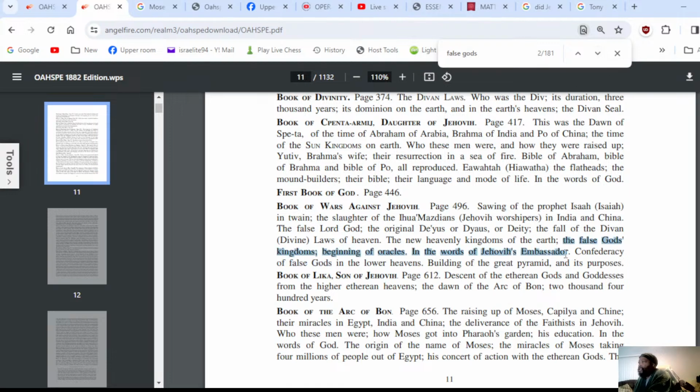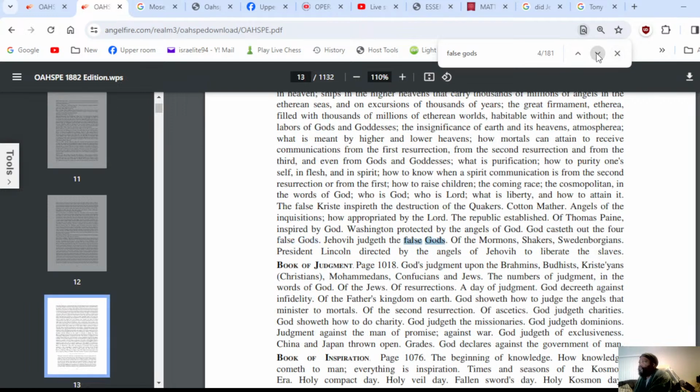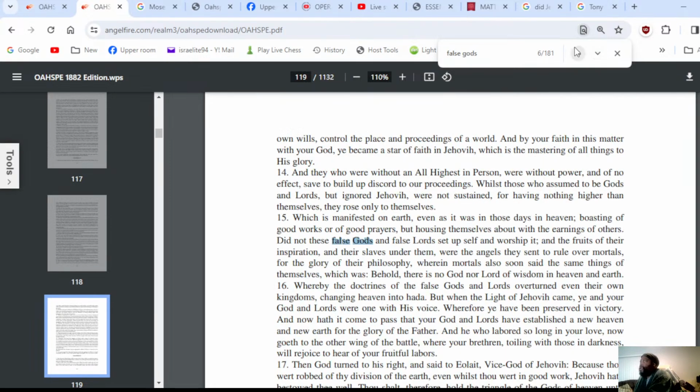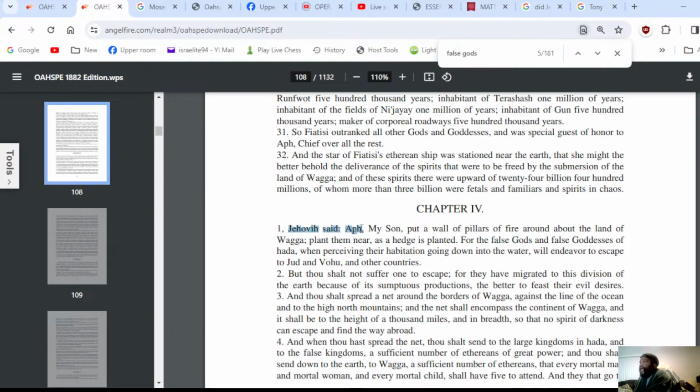The false gods, kingdoms, beginning of oracles. Okay, let's look at some verses here. False gods. Jehovah said, my son. And Jehovah, the Creator, has many sons. They become gods. Some rebel, like the prodigal son. Others don't. Here he said, my son, put a wall of pillars of fire around about the land of Waga. That was Pan, a continent that was sunk right off the Pacific Ocean. I have seen images of it too; you can go online. Atlantis, I think it was called. A synonym: Pan, Waga.